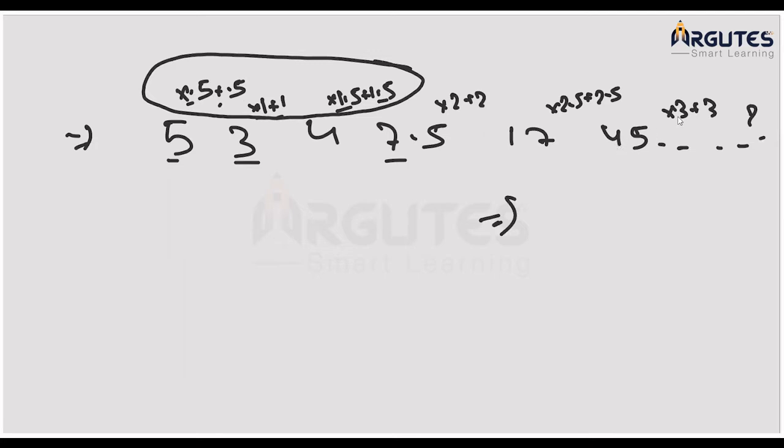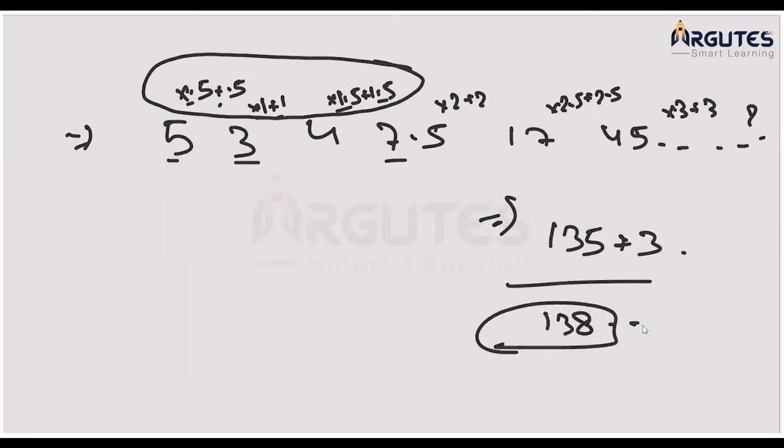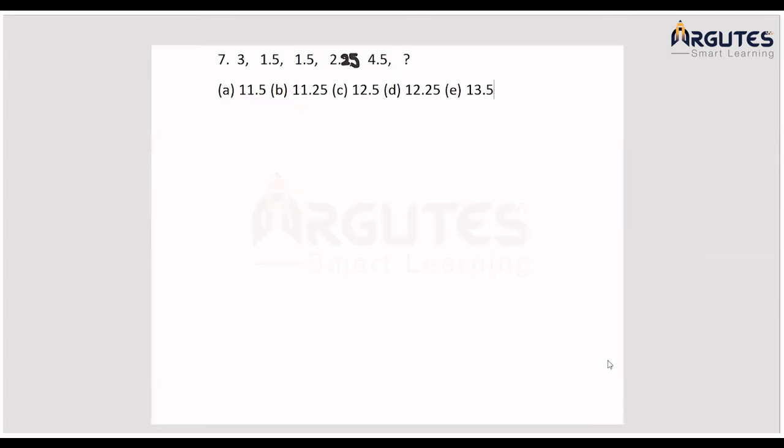So now 45 into 3 is how much? 135, plus 3, so 138. Now how will the question appear in the examination? Whenever you see any point in the series like this, in 99% of the cases it will be of mean slope.